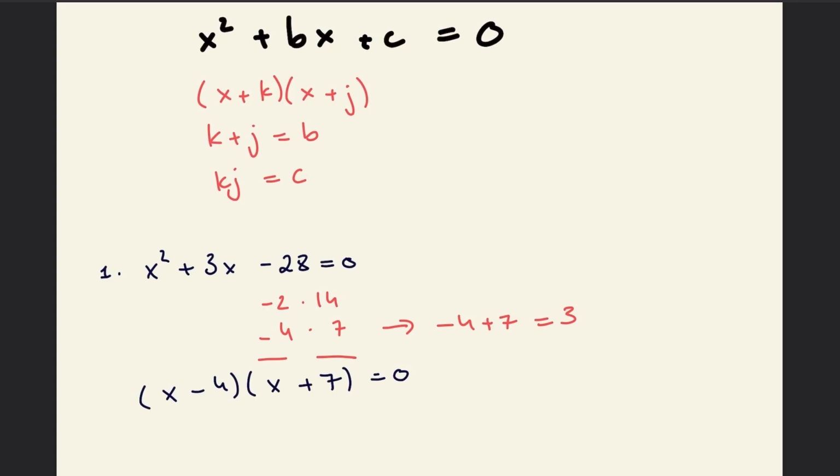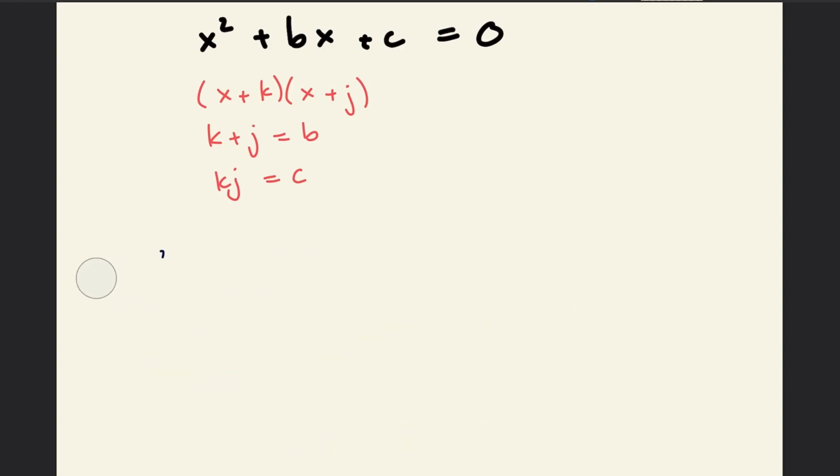So you have x times x, which is going to give you x squared. You have x times 7, which is going to give you 7x. Then you have negative 4 times x, which is going to give you negative 4x. And you have negative 4 times 7, which is going to give you negative 28. And this is where the justification kind of comes into play. Look at what we are doing.